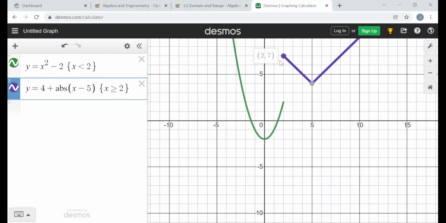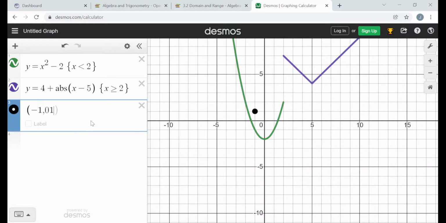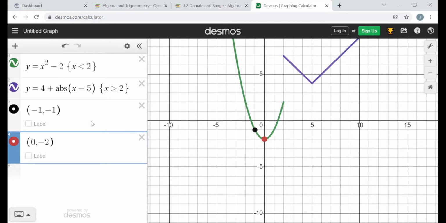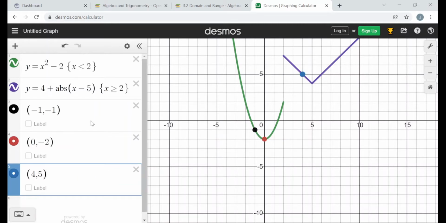All right, so let's plot the other 3. Let's see if we get the other 3. All right, so I said that (-1, -1) would be on it. Oop, yeah, (-1, -1). I put (-1, 1). Yeah, there it is. See, it's on the green graph there. (0, -2). All right, (0, -2). Definitely on it. Look at that. And the other one was (4, 5). Right, (4, 5). And that's on the purple part, right, on the second piece. Excellent.